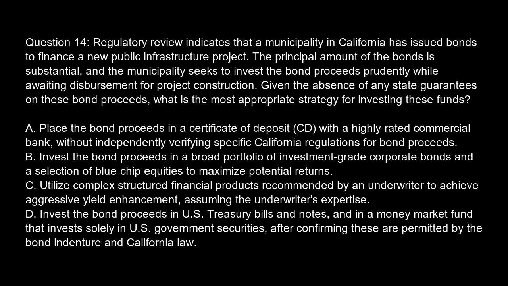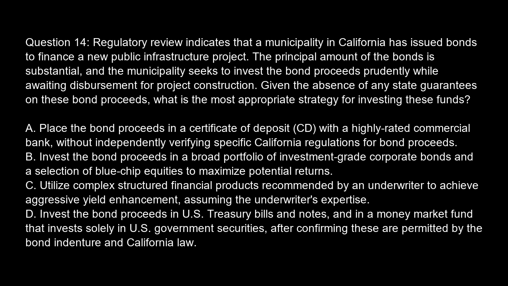Question 14. Regulatory review indicates that a municipality in California has issued bonds to finance a new public infrastructure project. The principal amount of the bonds is substantial, and the municipality seeks to invest the bond proceeds prudently while awaiting disbursement for project construction. Given the absence of any state guarantees on these bond proceeds, what is the most appropriate strategy for investing these funds?